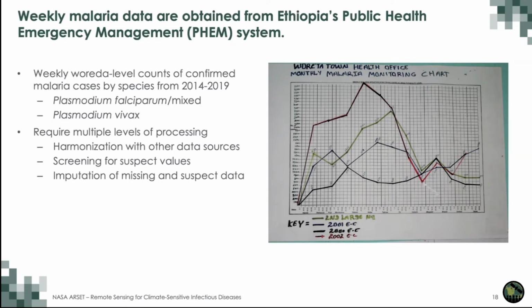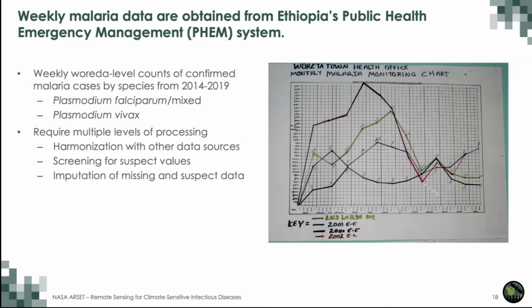So to be able to leverage the Earth observation data, just having them isn't enough. We have to be able to connect them to some type of response data for malaria. And those are weekly surveillance data from Ethiopia's Public Health Emergency Management System. So these are confirmed Warda level counts of malaria cases. And we started out working with 5 years of data from 2014 through 2019.